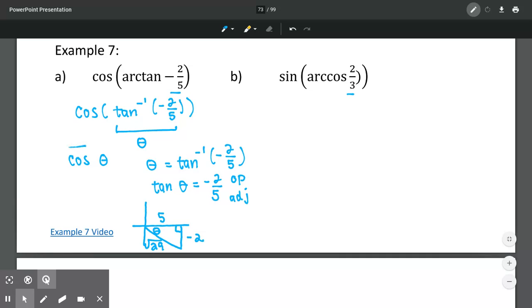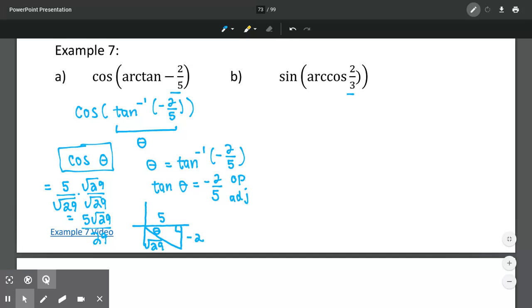And so now if we go back to say, well, this problem is just asking us to find the cosine of theta, where for this triangle, the cosine of theta is the adjacent side over the hypotenuse, right? Which if we rationalize, we get 5 root 29 over 29.